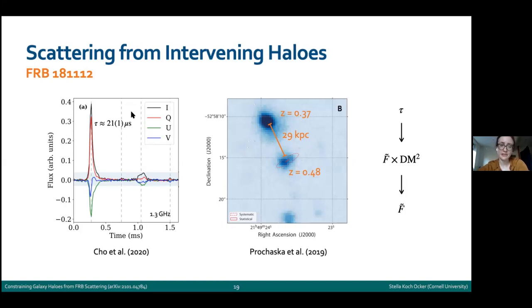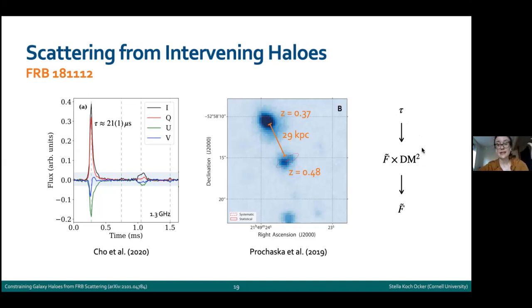And so there's a fairly strong constraint on the pulse broadening for this FRB. It has a pulse broadening time of 21 microseconds at 1.3 gigahertz based on this first burst component shown here. And so we adopt the simplest approach, which is just to say that this amount of pulse broadening is the maximum amount of scattering that could be contributed by this foreground halo. And so we essentially treat the pulse broadening as an upper limit on scattering from the halo. And then we use that to infer an upper limit on F tilde times DM squared for the halo.